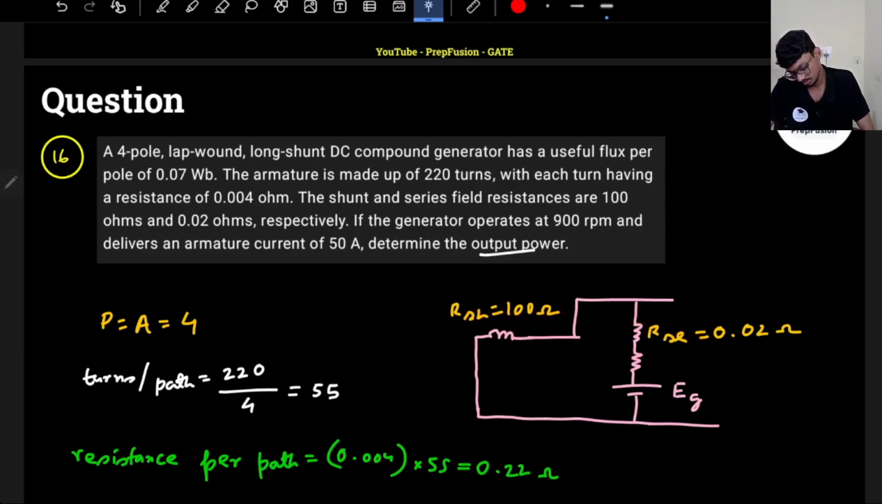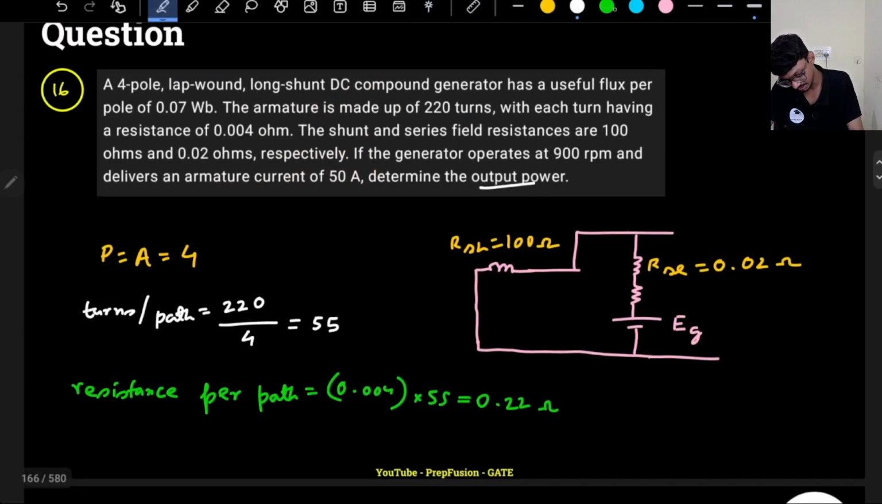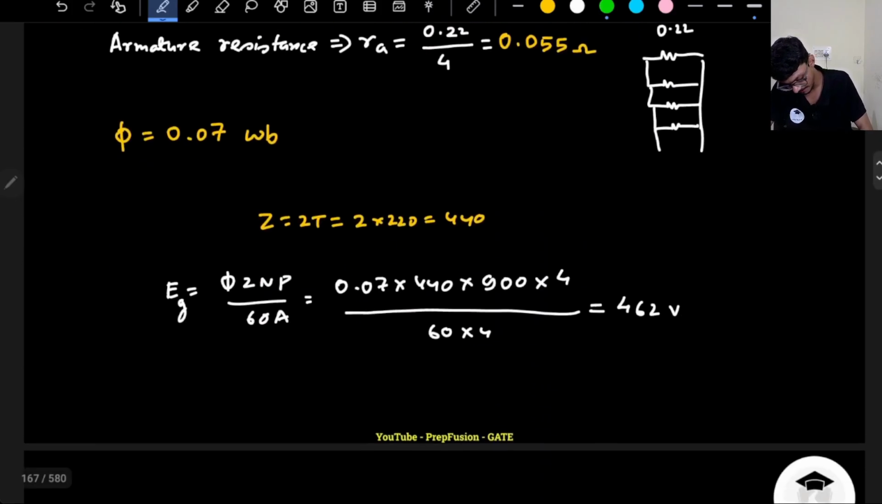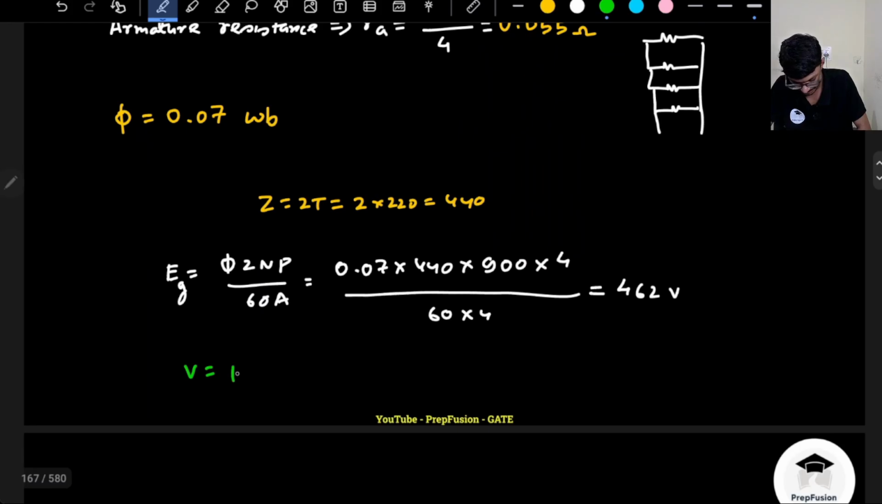It delivers an armature current of 50 amperes. So if it delivers 50 amperes, I have to calculate the terminal voltage. So what will be the V? V will be EG plus IA into RA plus RAC.